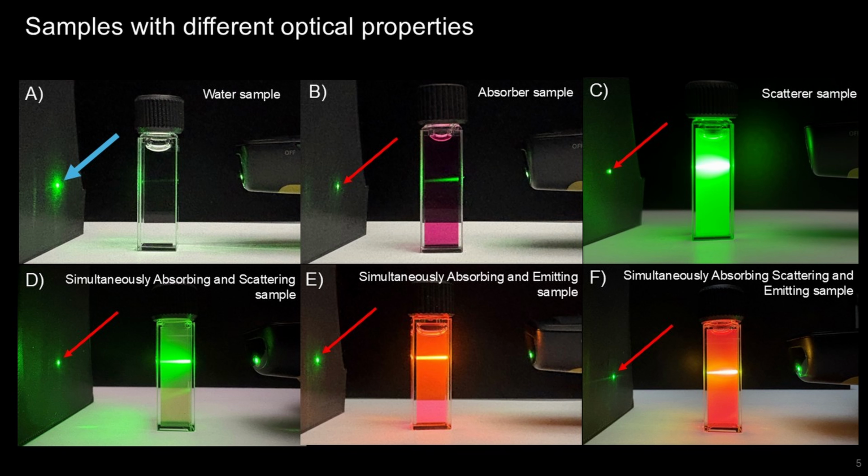This illustrates how light attenuation occurs through absorption, scattering, or both. And why assuming a direct link between detected intensity and absorption alone can be misleading in complex samples.